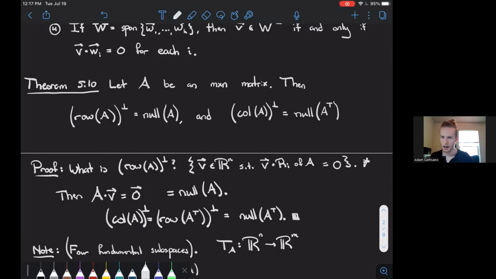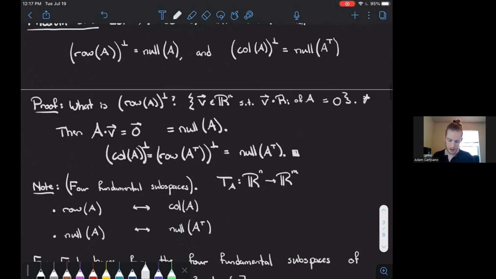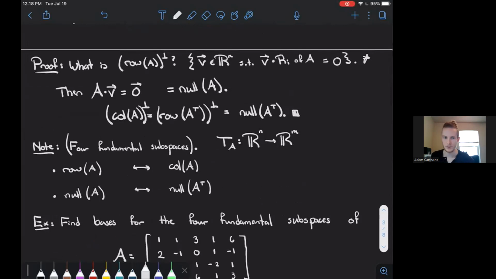Pretty nice. It was that fact that the column space of A is the row space of A transpose that I was trying to say and just couldn't get out. Okay. This gives rise to a concept called the four fundamental subspaces of a matrix. Specifically, take your matrix A, so A is an m by n matrix, view it as a linear transformation from Rn to Rm.